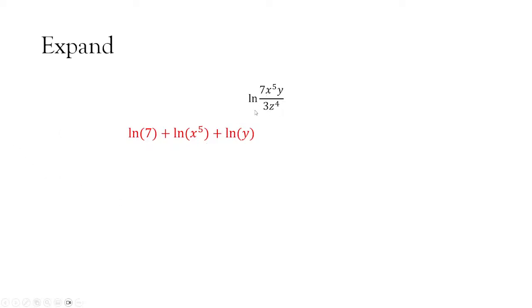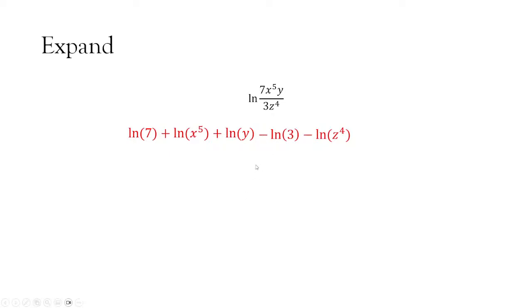What about the bottom? Well, this is being divided on the bottom. So instead of having pluses, these should have minuses if I think about my quotient difference law. Remember, if I have a quotient, things on the bottom, that comes with a minus whenever I separate them. So in this case, I have minus the natural log of 3 minus the natural log of z to the 4th. In other words, if it's on top, we're adding the natural logs, and if it's on the bottom, we're subtracting the natural logs.